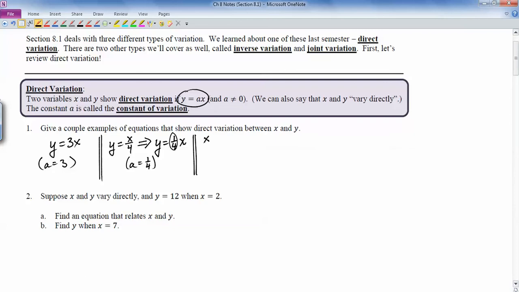Here's one that, to me, doesn't originally look like direct variation at all. x over y equals 2. But if you rearrange a little bit and solve for y, because we want y by itself, first multiply both sides by y, so you get x equals 2y. Then divide both sides by 2, and you get 1/2 x equals y. So your a is 1/2. This is in the form y equals ax now. So those are some of the forms you can end up with. All three of these are showing direct variation. It's just that you have to manipulate them so that they look like this form, y equals a times x.